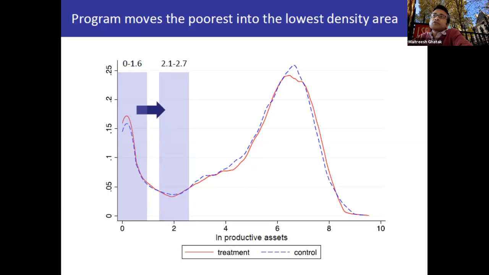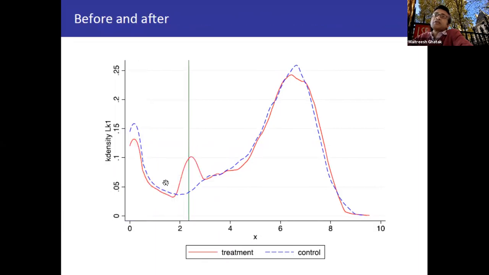This is a graph that gives us a sense of the shift in the asset distribution that this program engineered. The red curve is the treatment distribution of assets, okay? On the horizontal axis, we have the productive assets in log scale. This is just the standard probability density, and the control group has this dashed line. What this asset transfer involved was shifting a bunch of people from this spot to this spot, resulting in this little blip in the treatment group and this fall in the presence of people in the very bottom tail of this distribution.